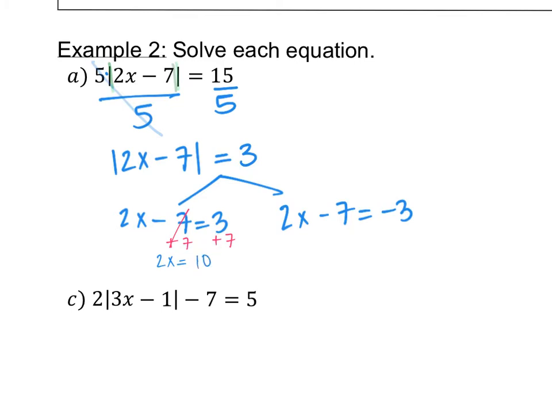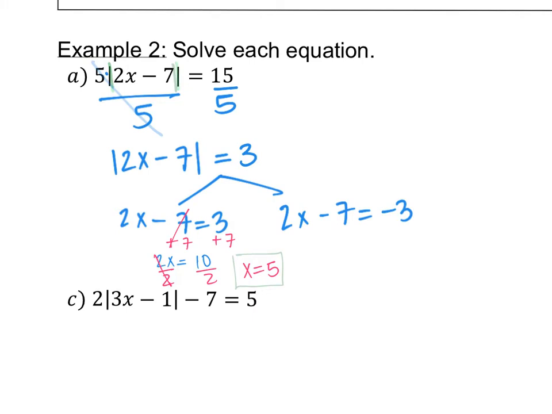So if I divide this by 2, the 2's cancel. 10 divided by 2 is 5. So in this case, this answer right here is 5. So I'm going to box that in, that way I remember. So that's my first solution.